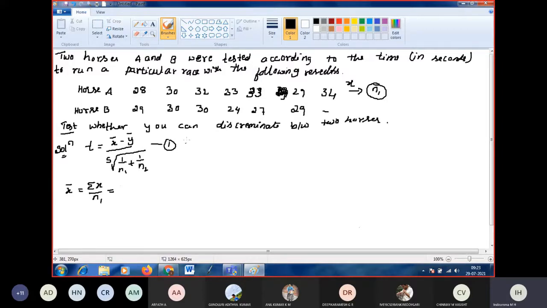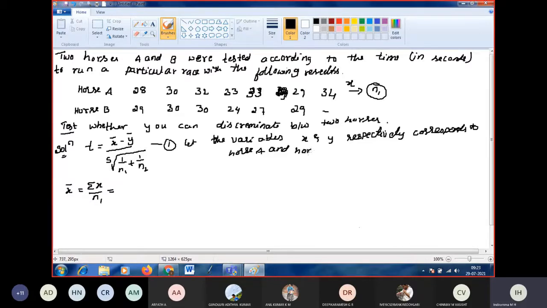You can write here, let the variables x and y respectively correspond to horse A and horse B. For horse A we are taking the variable x, and for horse B we are taking the variable y.